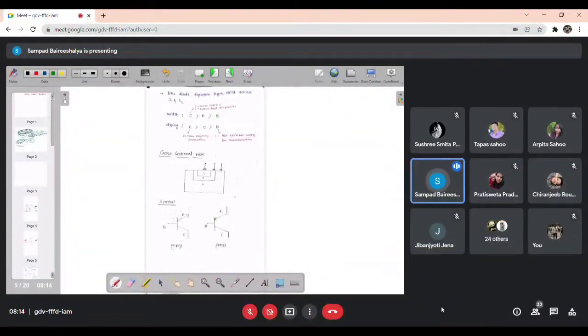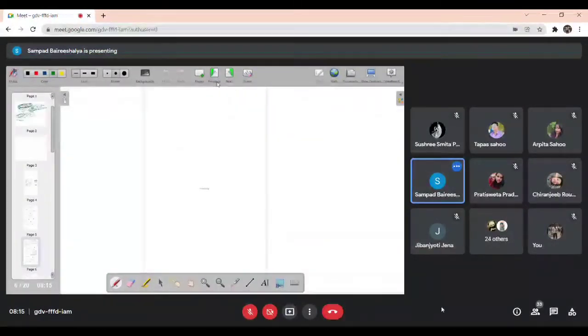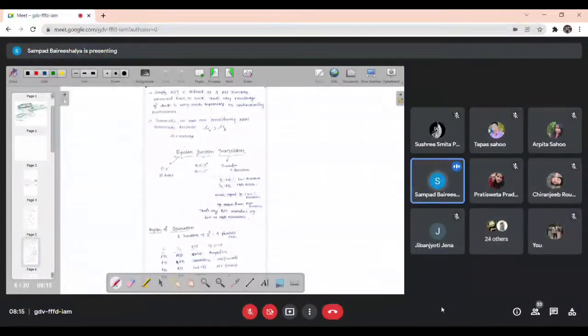So that's why we have given the symbol, that is NPN. Look, the middle one is base. Arrow mark is here, so 100% this is emitter. And how to check whether it is NPN or PNP? If the arrow mark is away from the base, NPN; towards the base, PNP. Clear? Okay. Next.